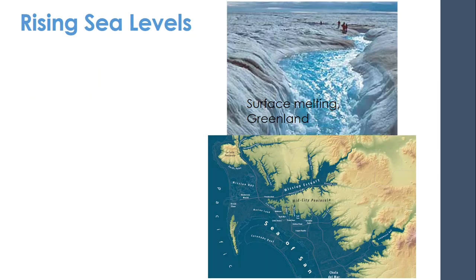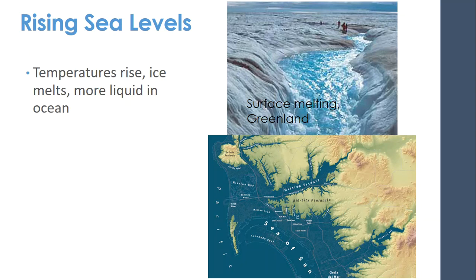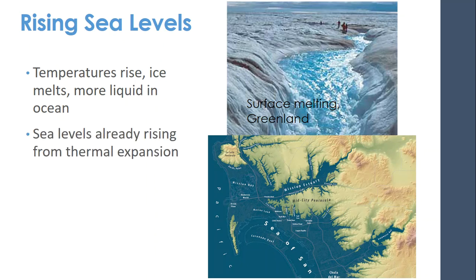So one of the major consequences of climate change and global warming is rising sea levels. And so there are two things that contribute to rising sea levels. First, as temperatures rise, the ice melts and there's more liquid in the ocean. And that's kind of the very intuitive one. Here is a picture of surface melting in Greenland from the Greenland ice sheet. So more water's in the ocean, oceans are going to rise, and that's the one that people normally think about.